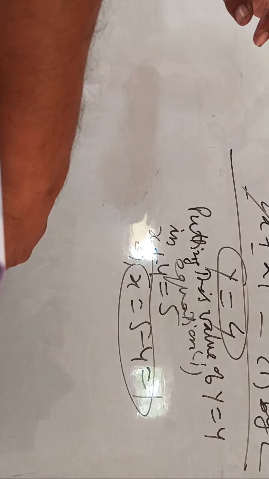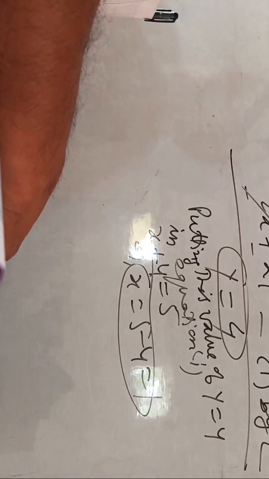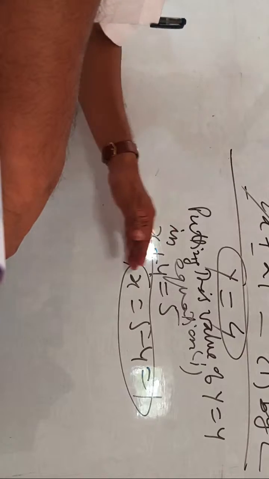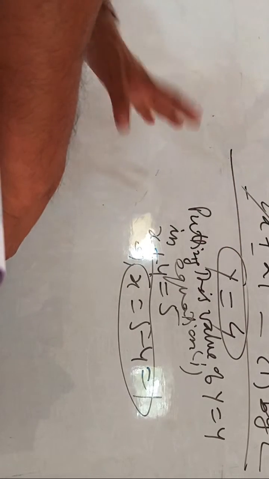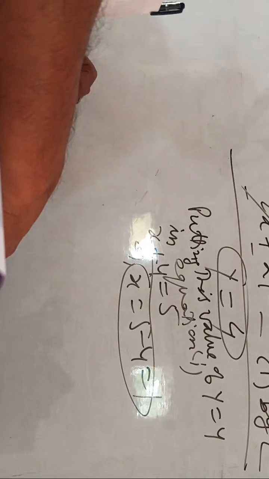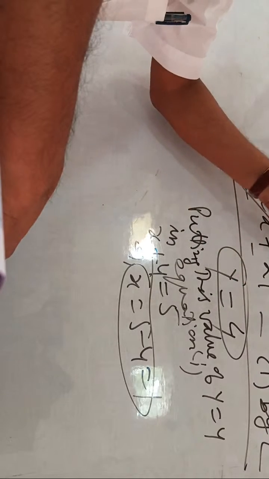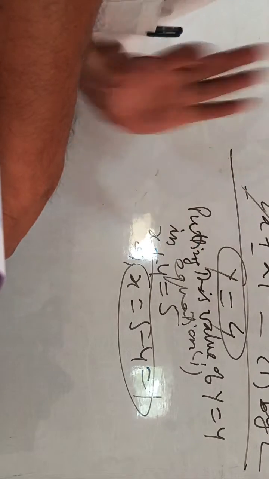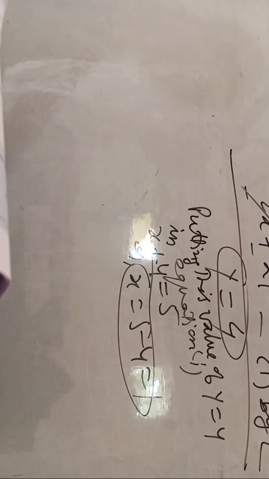So this is the method of elimination, because we have got the values of x and y by eliminating one variable, by disappearing one variable. Only the second variable remains, and we can then easily get the value of the second variable. So this is called the method of elimination.